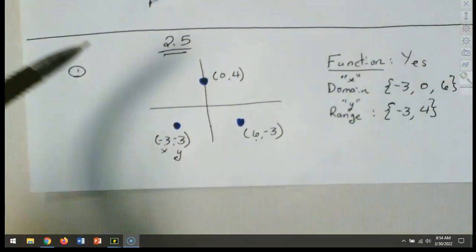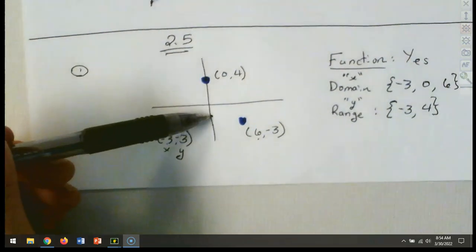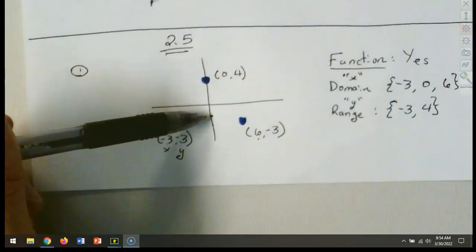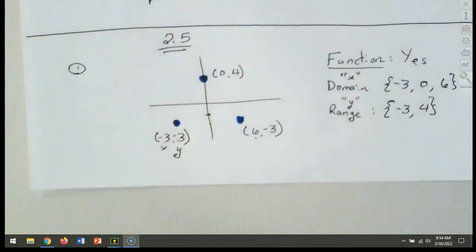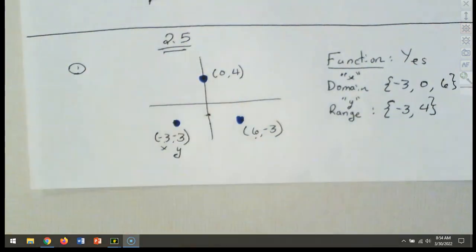Why is it a function? Because there's nothing above or below these points. If there would have been a point right here, it would fail the vertical line test, right? But there's not, so that means it is a function. You could have also just written these out as ordered pairs, looked at them like you would do on questions 5 through 9. It's the same thing, it's just a picture.